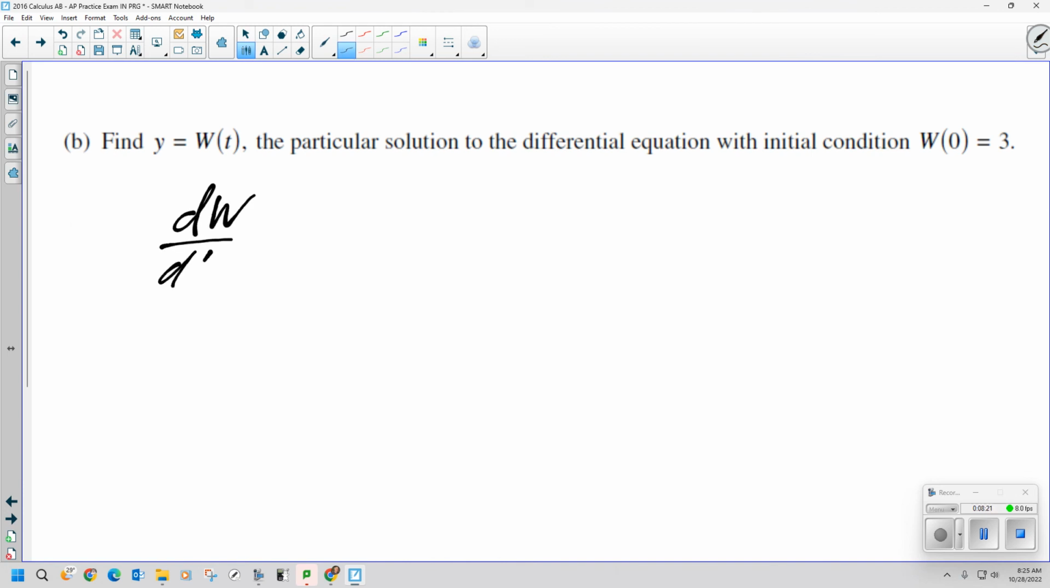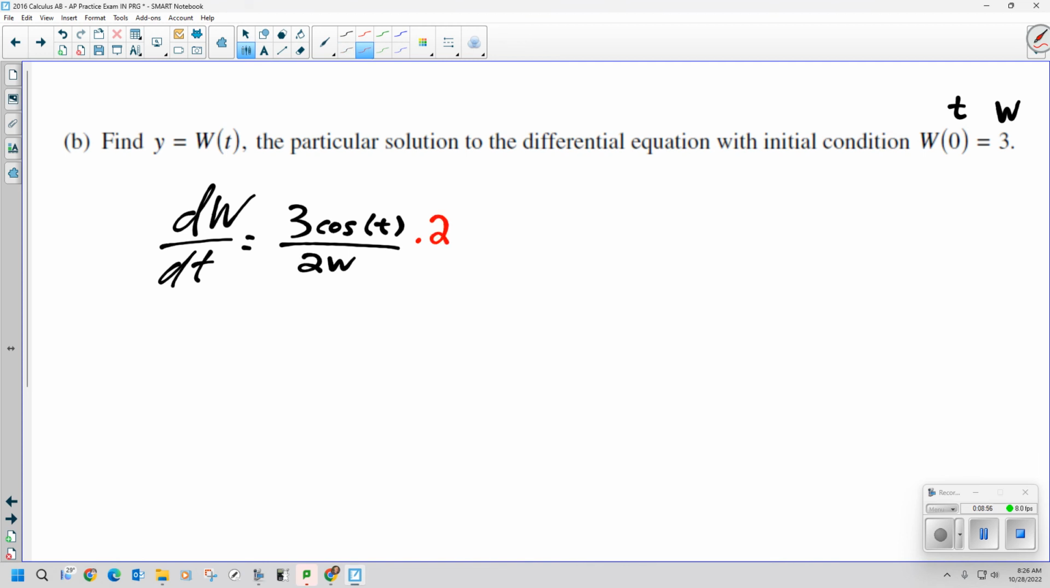dw/dt equals 3 cosine of t over 2w. If I'm going to solve this, I want to get my w and dw on one side, my t's and dt's on the other, and then I'm going to have to integrate both sides. There are not going to be any bounds because we have an initial condition. When t is 0, w is 3. So we're going to be able to do just fine here. And it's not really going to be that bad.